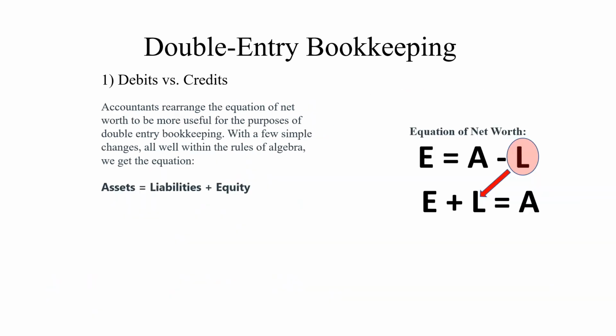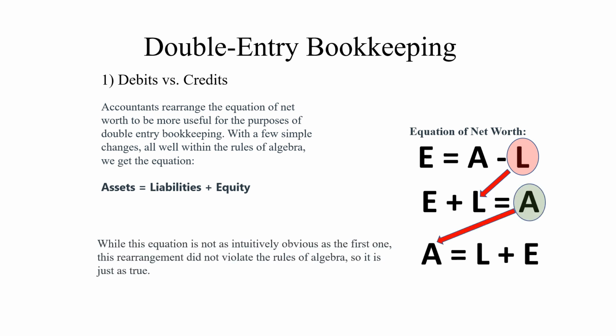Accountants rearrange this equation of net worth to be more useful for the purposes of double entry bookkeeping, with a few simple changes like moving L to the other side of the equation, all within the rules of algebra. We get the following equation: assets are equal to liabilities plus equity. While this equation is not as intuitively obvious as the first one, this rearrangement did not violate the rules of algebra, so it's just as true.